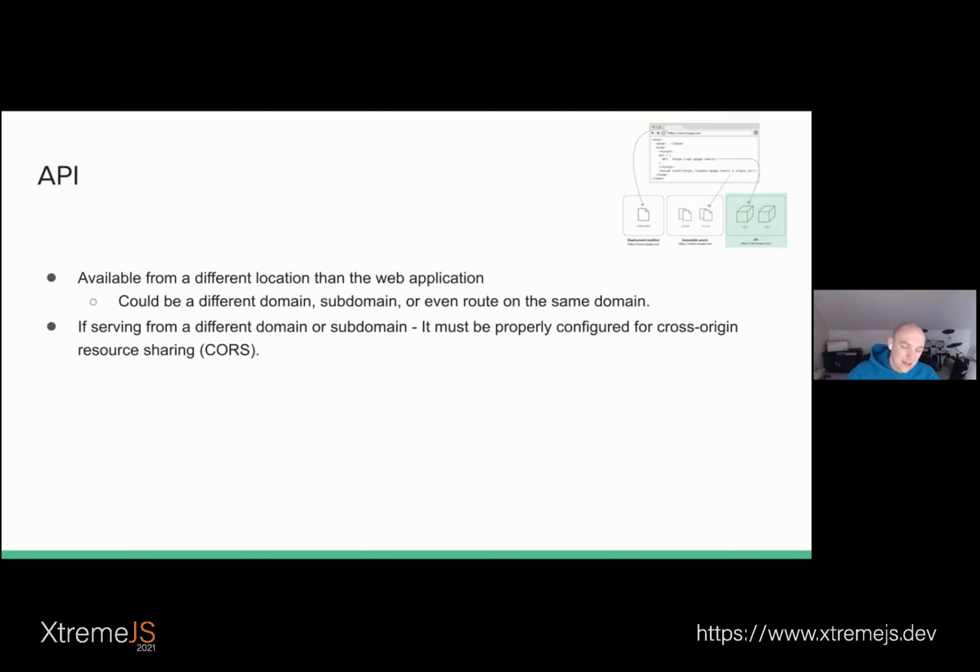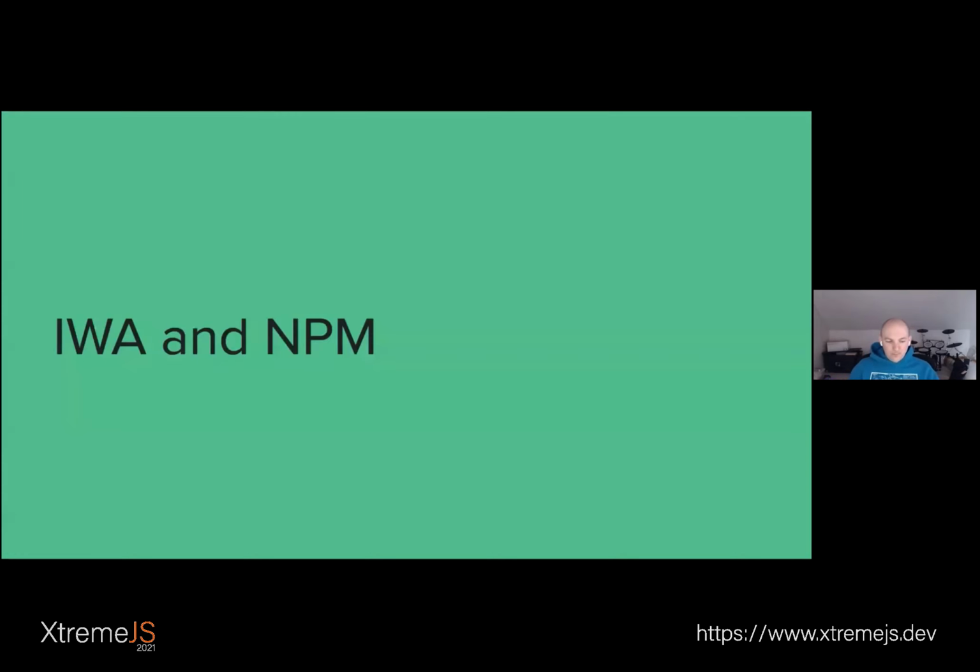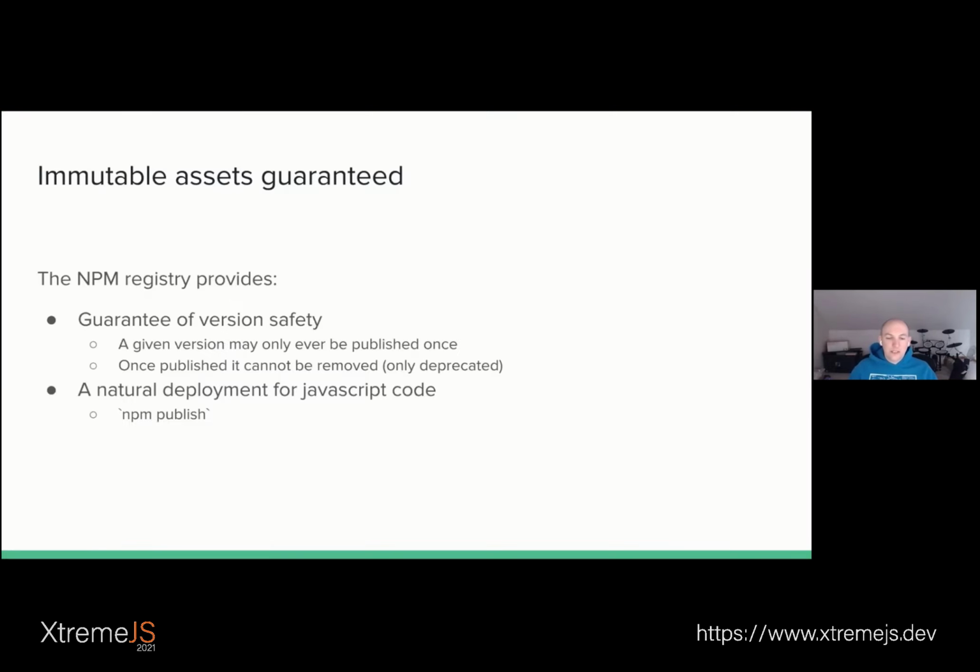And the next thing that I want to jump into is how immutable web apps and NPM can kind of play together to solve one of the big things that we kind of highlighted in our IWA architecture. So one of the things we said is that we really need those immutable assets. One of the things that NPM is actually perfect for is guaranteeing the immutability of assets.